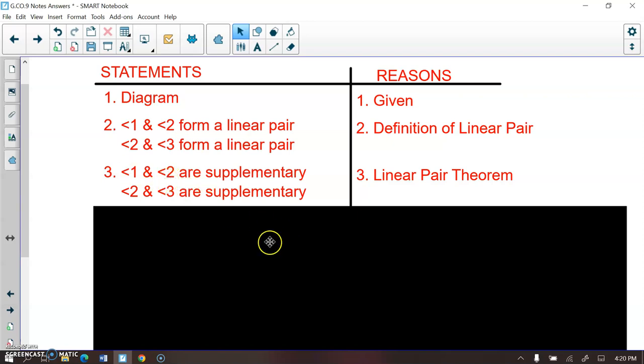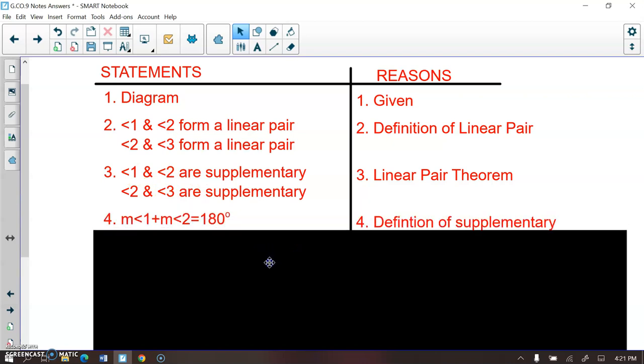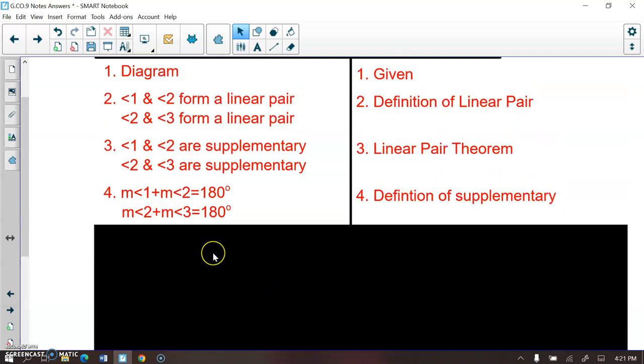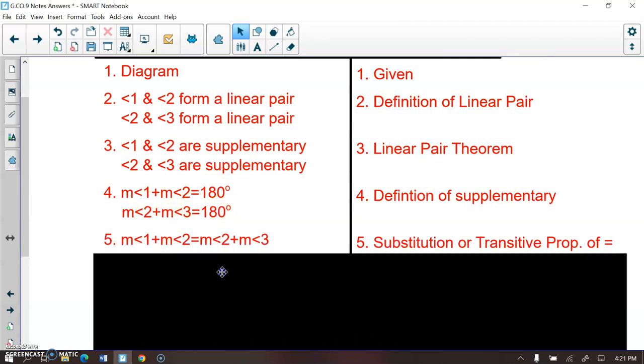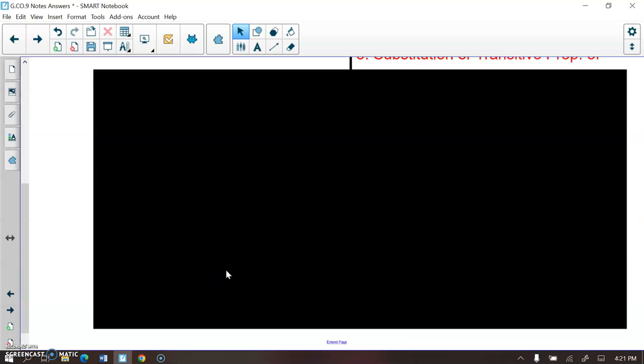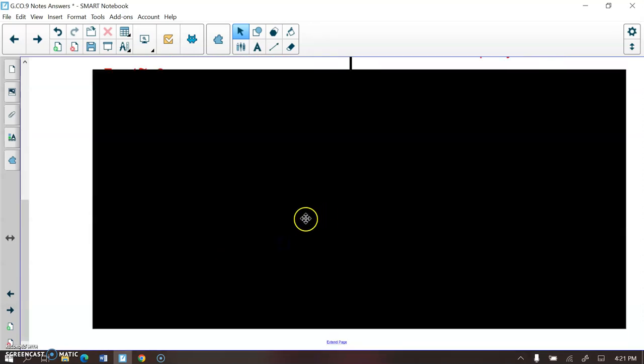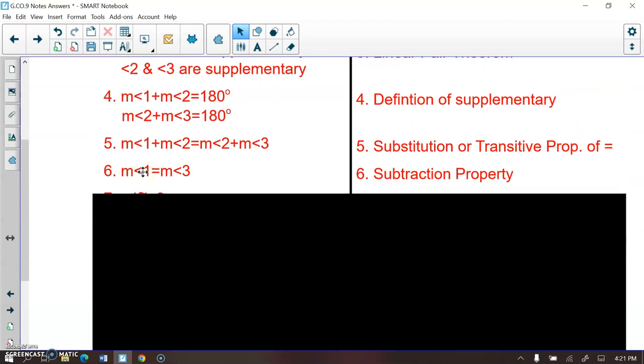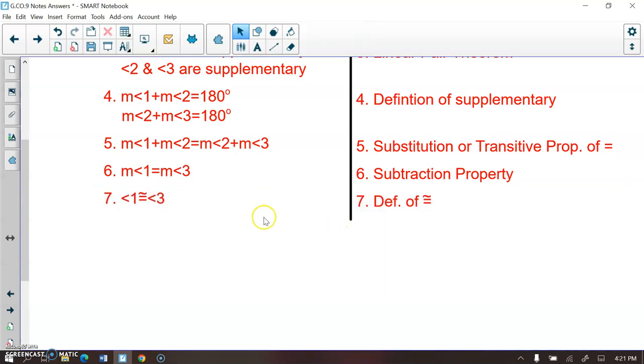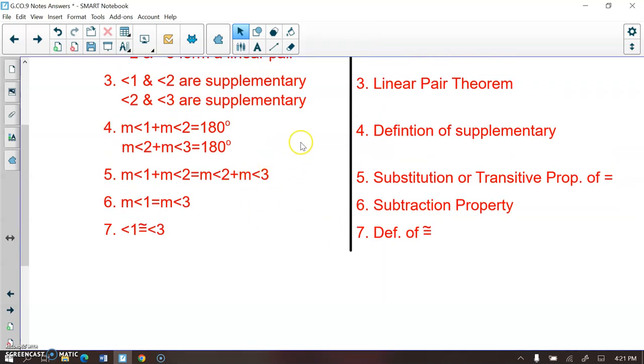We know the definition of supplementary angles. Measure of angle 1 plus the measure of angle 2 equals 180 degrees. Measure of angle 2 plus the measure of angle 3 equals 180. That's the definition of supplementary. Since they're both equal to 180, we can set them equal to each other, either using the substitution or transitive property of equality. You do not need both. And since both sides have the measure of angle 2, using subtraction, we can get the measure of angle 1 is equal to the measure of angle 3. And then lastly, using the definition of congruence, we can say angle 1 is congruent to angle 3.